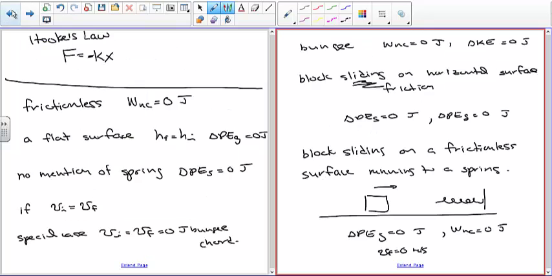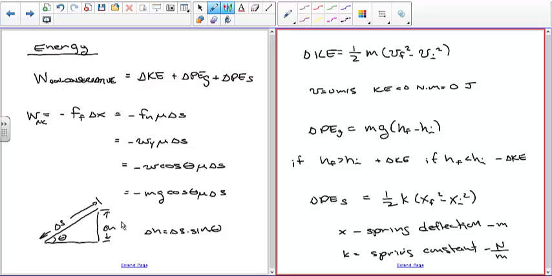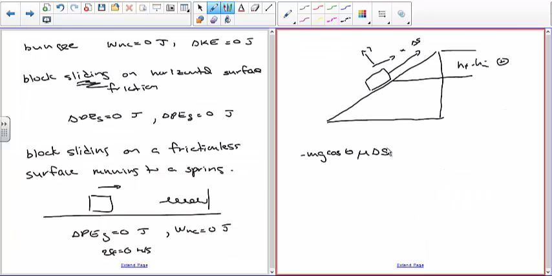Let's go back, make sure that makes sense based on what we had here. Negative mg cosine theta mu delta S. Okay, so you'd have that, and that would be equal to the change in kinetic energy, which would be 1/2 m times v final squared minus v initial squared. So that's the change in kinetic energy. And finally, you'd have the change in gravitational potential energy, which would be mg times h final minus h initial.